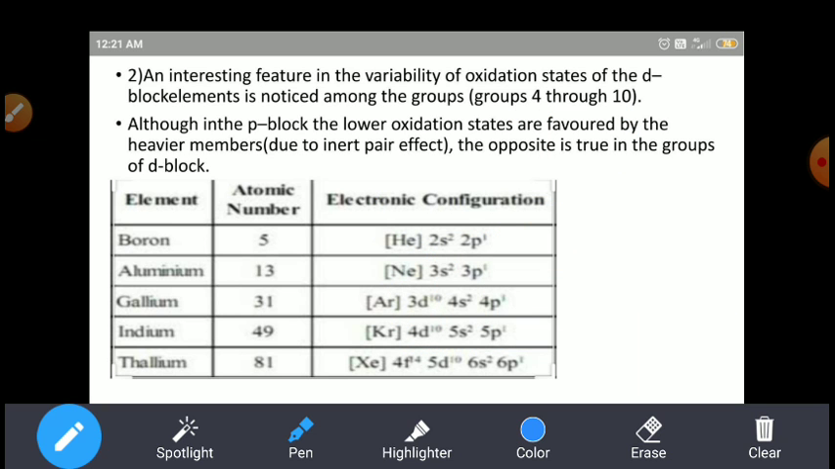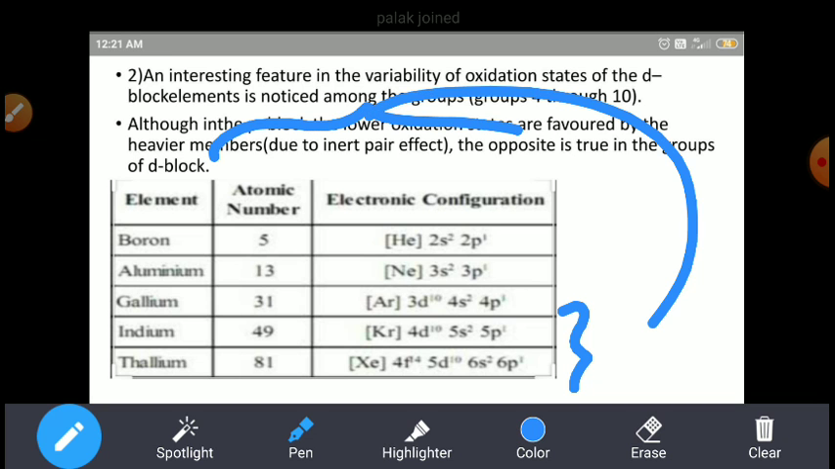And here in the next point they are comparing with the p block elements. In the p block, look at the elements at the bottom. P block elements have a lower oxidation state favored by the heavier elements due to the inert pair effect, which is the opposite of the trend in the d block elements. So in the p block, the elements at the bottom are the heavier elements, in which the inert pair effect occurs.